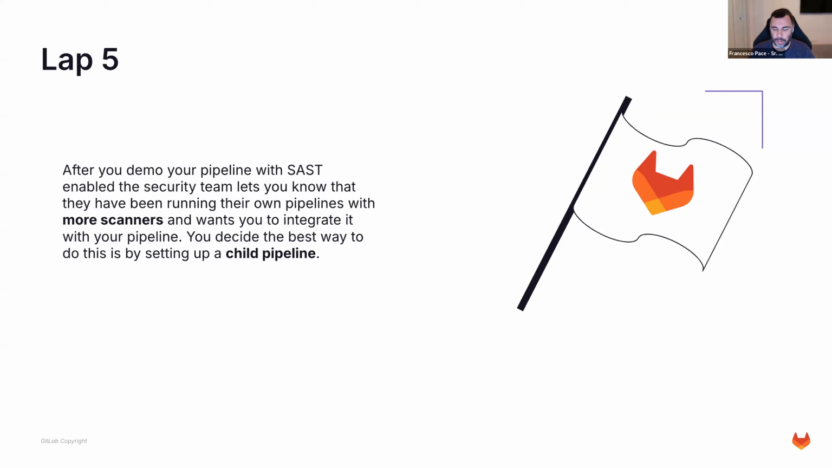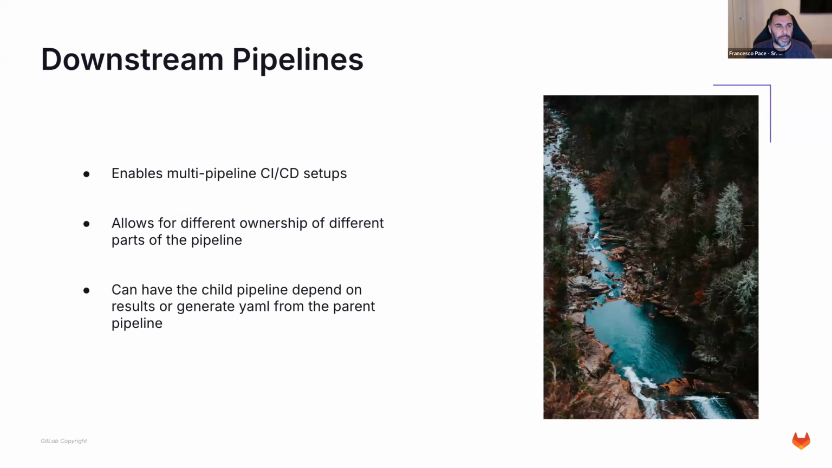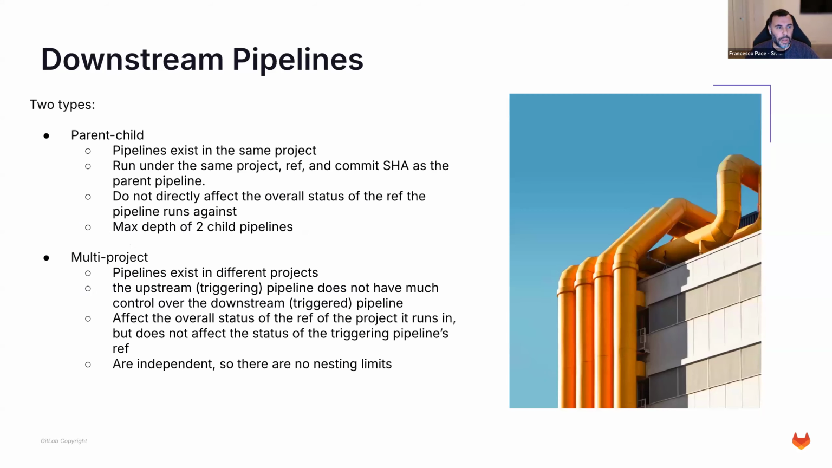This is exactly what GitLab means when it talks about downstream pipelines. So downstream pipelines enable multi-pipeline CI/CD setups. You can link different pipelines to each other, allow for different ownership of different parts of the pipeline, and can have the child pipeline depend on results or generate YAML from the parent pipeline. We will see in a couple of minutes.